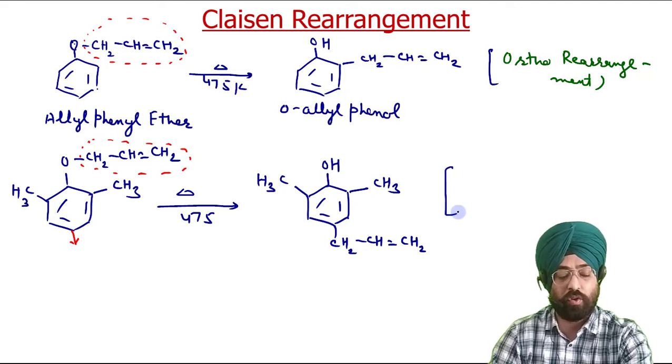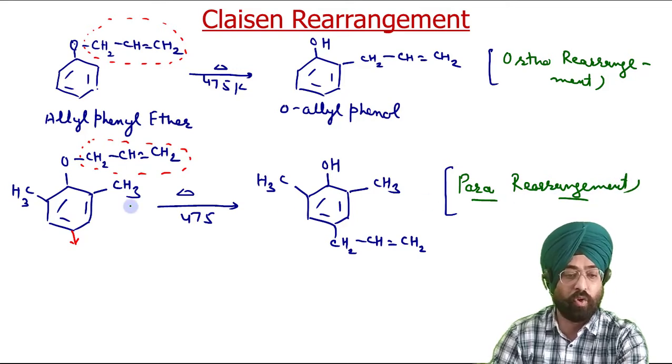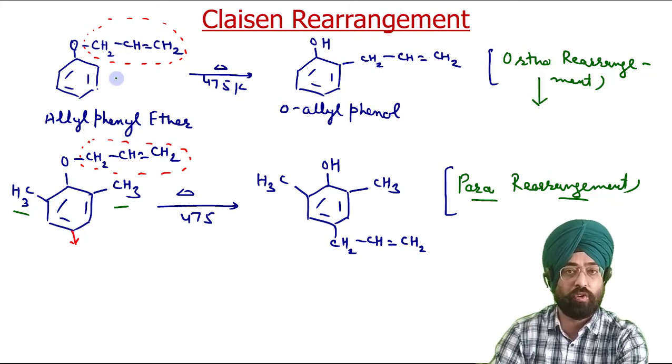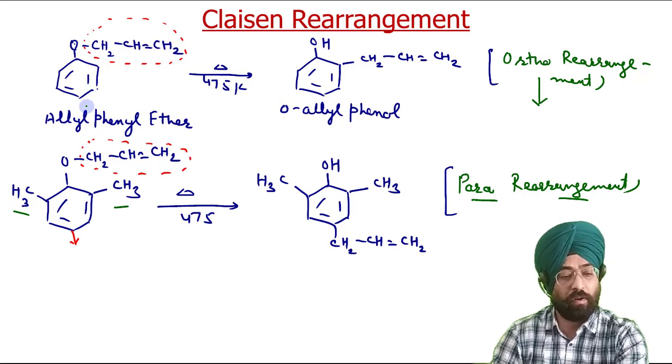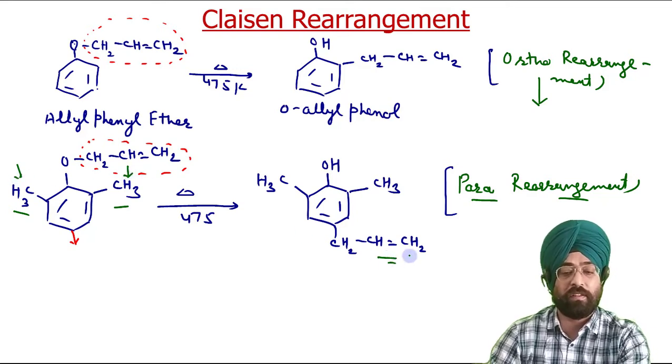So first one was ortho rearrangement, this is your para rearrangement, and this will only take place if these ortho positions are occupied. Otherwise we will always get an ortho rearrangement product if this ortho position is vacant. And this group never migrates to meta position, it can either migrate to ortho or para position, and it will migrate to para only when these ortho positions are occupied, and it is called para rearrangement. So this rearrangement is called Claisen rearrangement. So we will discuss its mechanism.